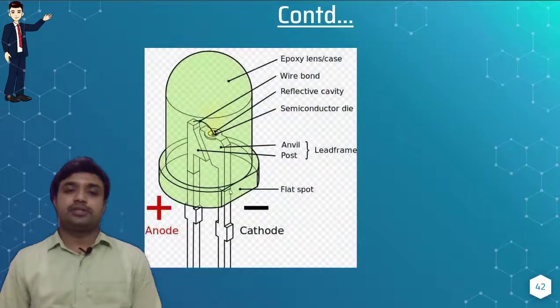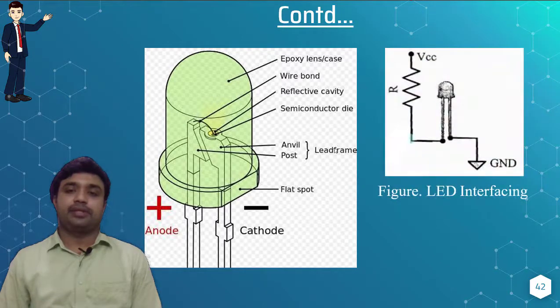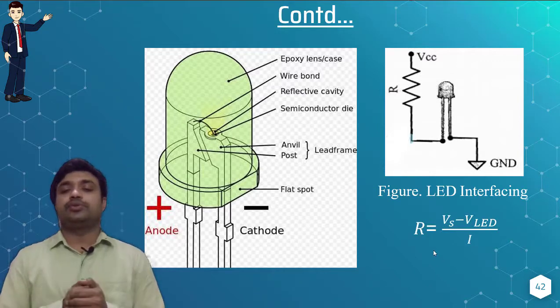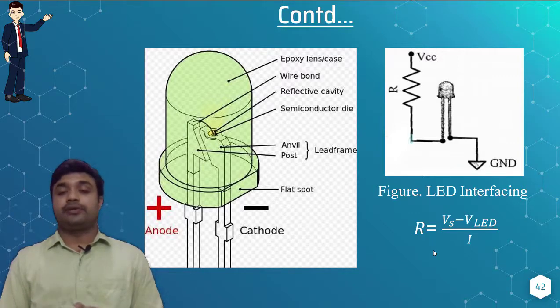Next is the representation of the LED with the concerned part names. And this is the resistance, which is meant to control the current flow inside your LED section. The amount of resistance that is used is based on a particular formula: R equals Vs minus VLED divided by I. Vs is your source voltage, minus the voltage across your LED, divided by the current.